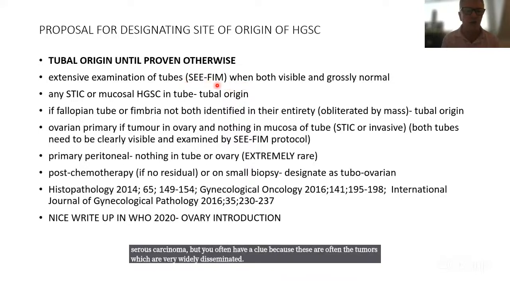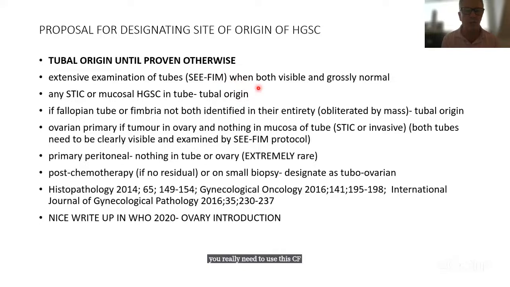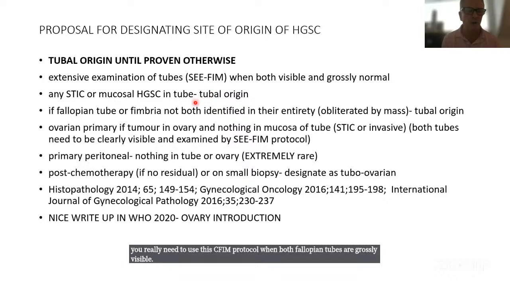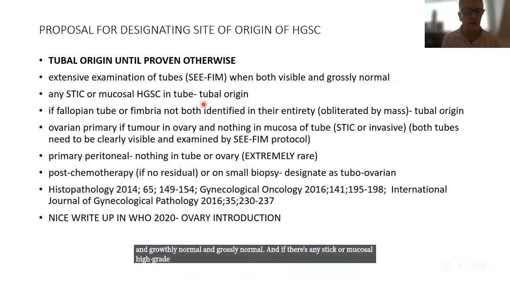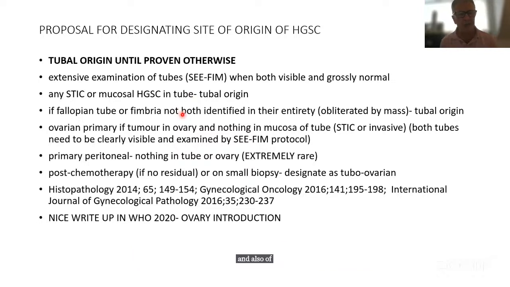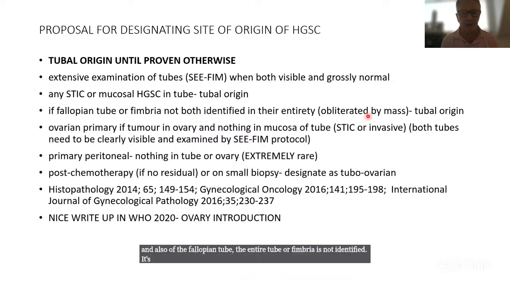You really need to use this CFIM protocol when both fallopian tubes are grossly visible and grossly normal. And if there's any STIC or mucosal high-grade serous carcinoma in microscopy, then this is a tubal primary. And also, if the fallopian tube, the entire tube or fimbria, is not identified, it's obliterated by the mass, then this is also a tubal origin. So this is how we designate the site of origin of these extrauterine high-grade serous carcinomas now.